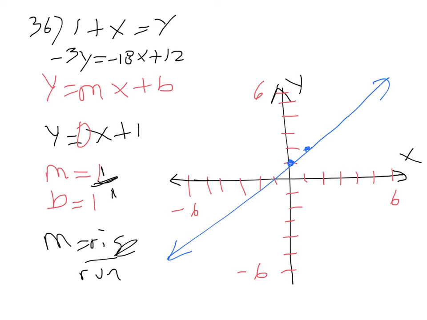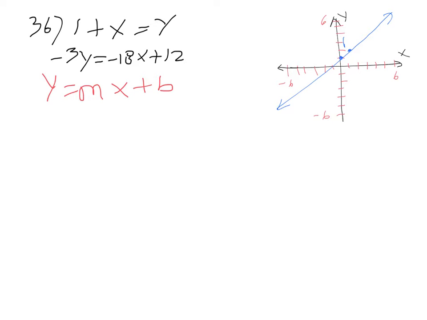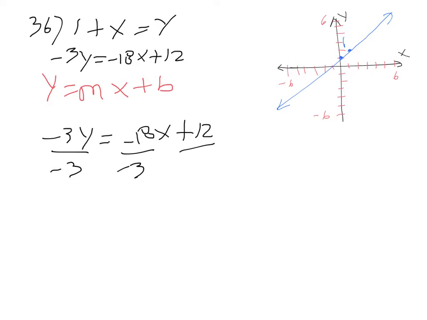Your second line is negative 3y equals negative 18x plus 12. I want to write it in slope-intercept form, so I need to leave the y by itself. This number is multiplying the y, so I have to divide by the same number, negative 3, everywhere. Negative 3 over negative 3 is positive 1, so I have y equals negative 18 divided by negative 3, which gives you 6x. Positive 12 divided by negative 3 gives you negative 4. So from here, your slope is 6, your y-intercept is negative 4.